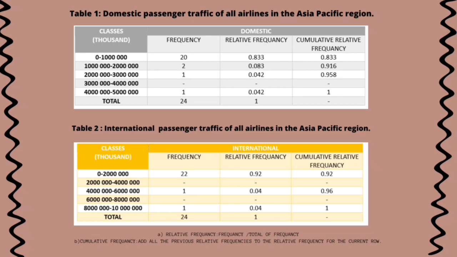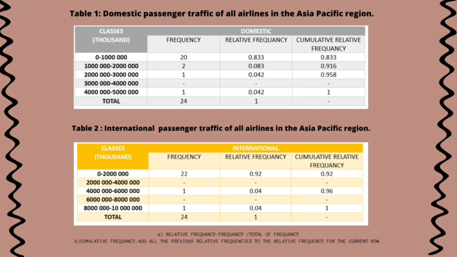Table 2 shows the international passenger traffic of all airlines. To construct the graph, we need to find the relative frequency and cumulative relative frequency by dividing the international airlines traffic into certain range classes, which is 200,000 per class.